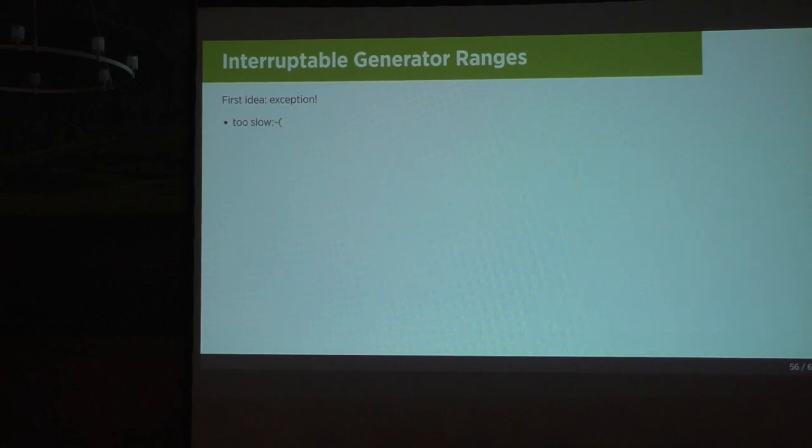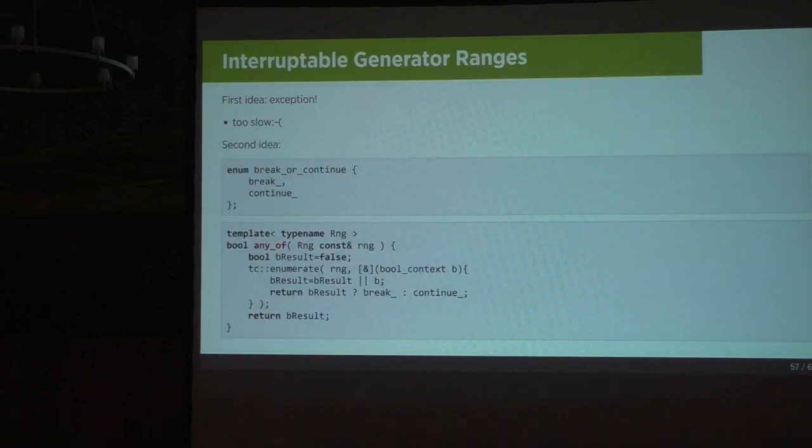It doesn't work, it's too slow. Exceptions are just slow when they're thrown. Now, the second idea is quite simple. We use an enum, break or continue. We pick one particular type, and when the visitor is returning that type, then we interpret this as stopping or continuing. If it returns anything else, we always continue. So it has to really make an active decision. I want to break, and then please use that type and actively break.